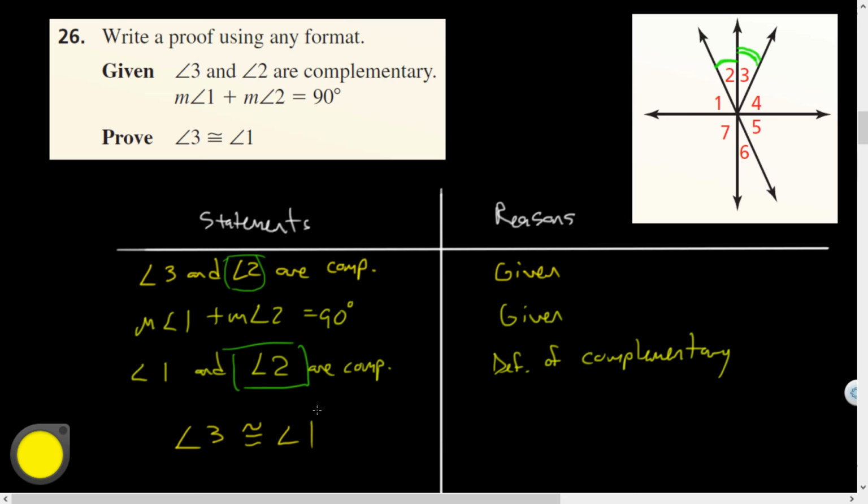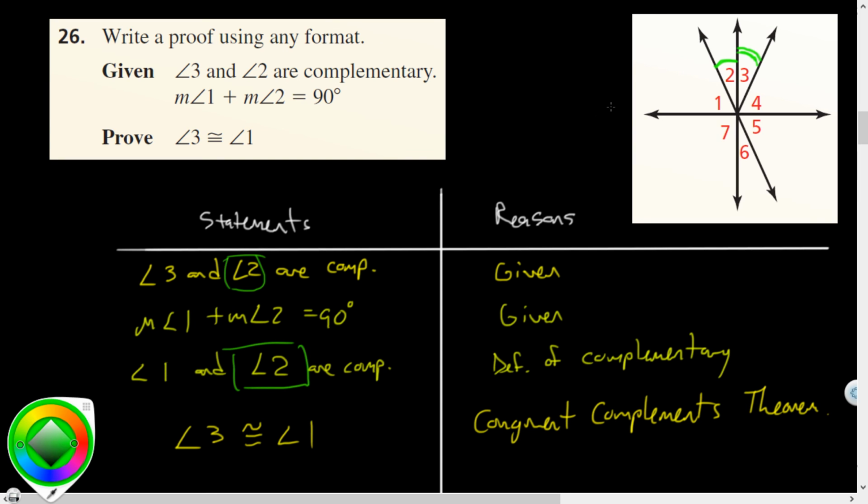And I'm going to use one of my previously proved theorems, which was the congruent complements theorem. Theoretically, even if you didn't know this theorem, you could have reproven it in this problem. The idea behind that theorem is that if two angles are complementary to the same angle, they must be congruent. The way I like to think about it is, if angle 3's measure plus 2 adds to 90, there's no other angle measure that I could add to this one that would equal 90. That's the only way that it could happen.